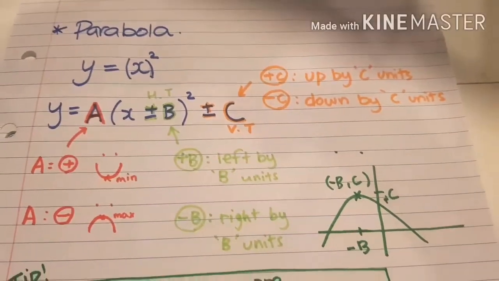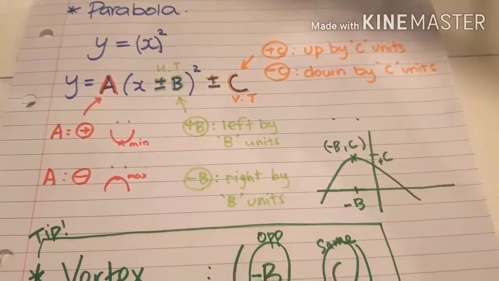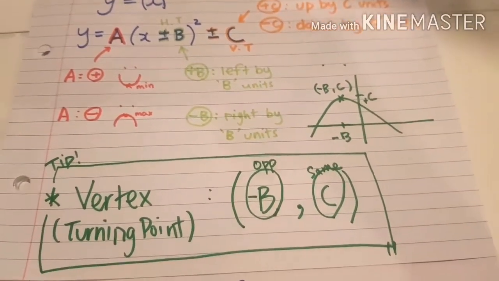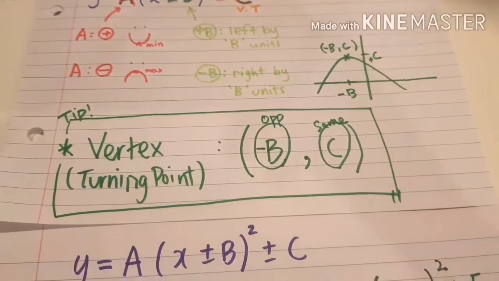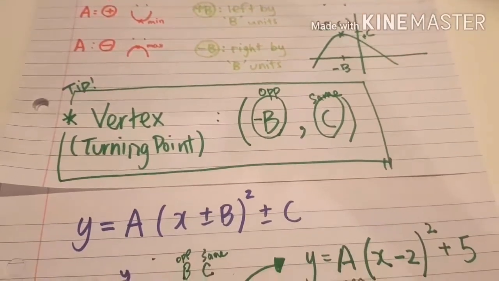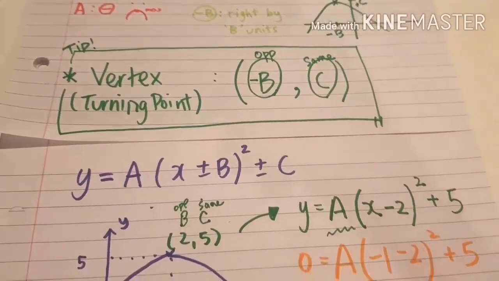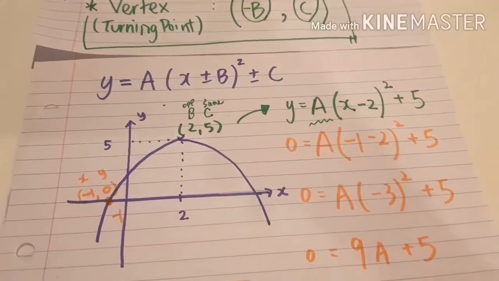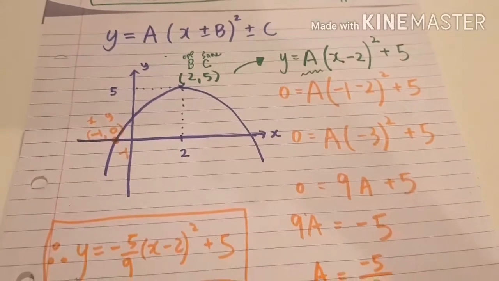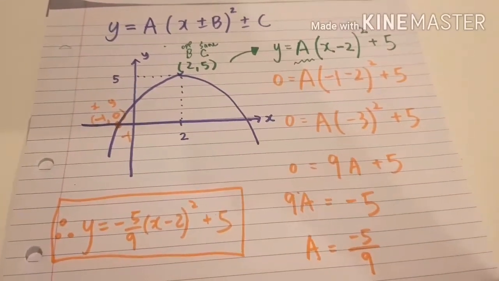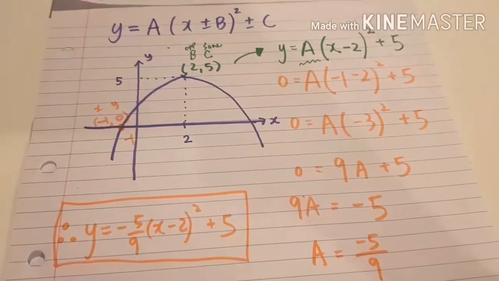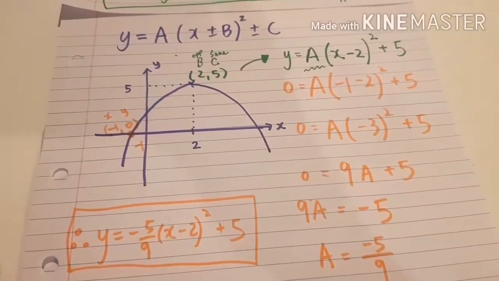So there you go. That was a quick summary of the parabola. How to get the values for B and C, what they represent, how to find the value of A, and so on. I hope this video helped, and in the next video I'm going to talk about how to find the cubic function.